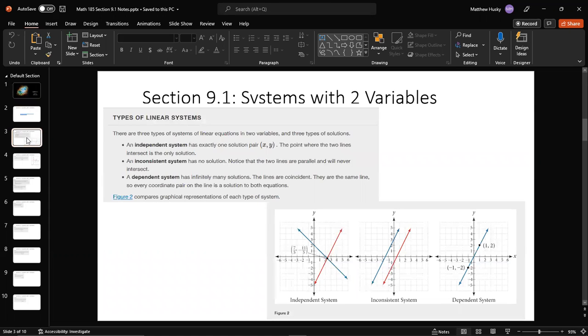So basically, what a system of equations is, it's going to be multiple equations with multiple variables. And the big idea is that the number of equations and the number of variables needs to be the same. So you could have two equations with two variables, three equations with three variables, four equations with four variables, etc. The most basic type is two variable systems.